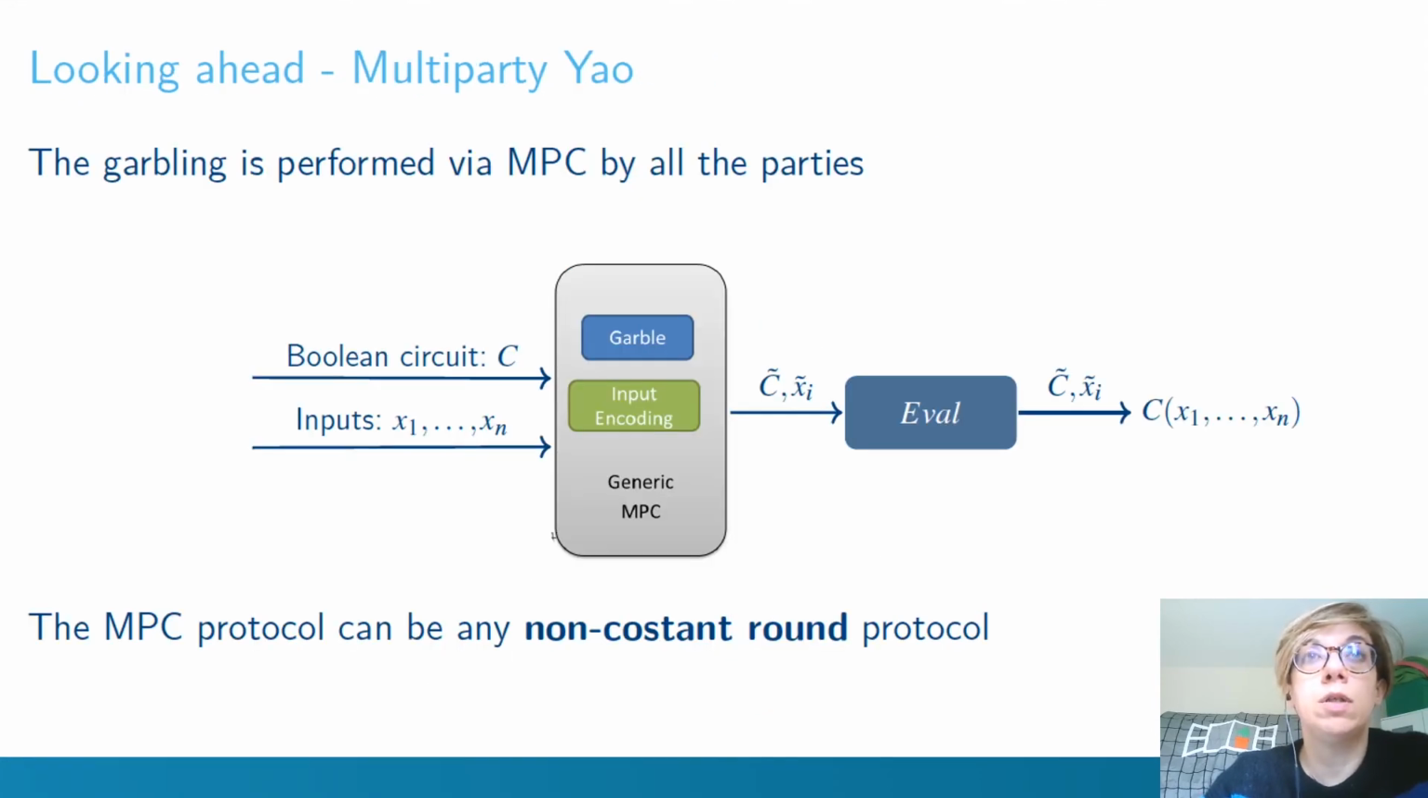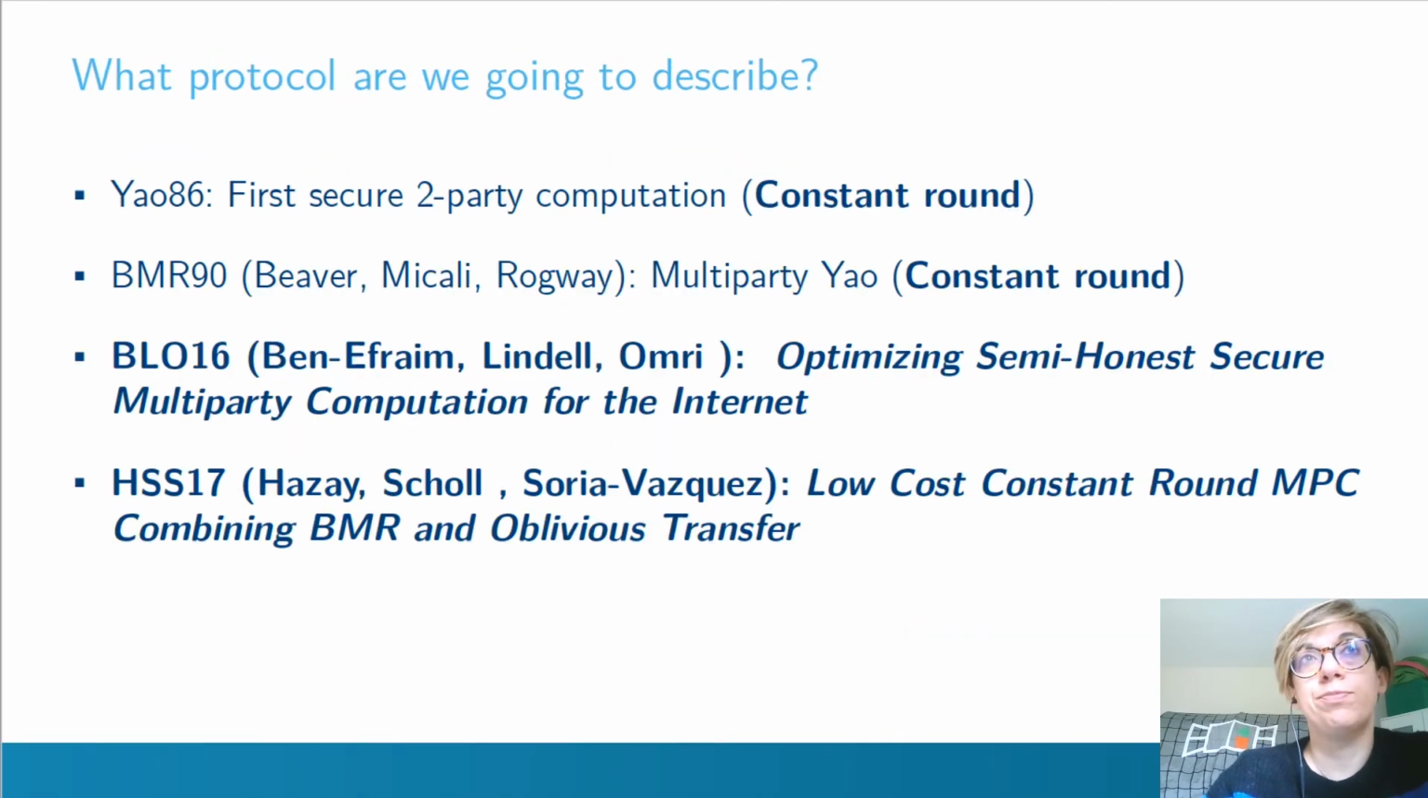So we have two phases, and at a very high level, the protocol will work as follows. We have a Boolean circuit C as input, and we will have a garbling phase that produces C tilde, the garbled version of the circuit C. Then given the inputs x1 to xn, we have an input encoding phase that produces an encoding of the input, and given the garbled circuit and the encoding of the input, the parties can evaluate the circuit essentially without interaction. So this is a very high-level view of multi-party garbling.